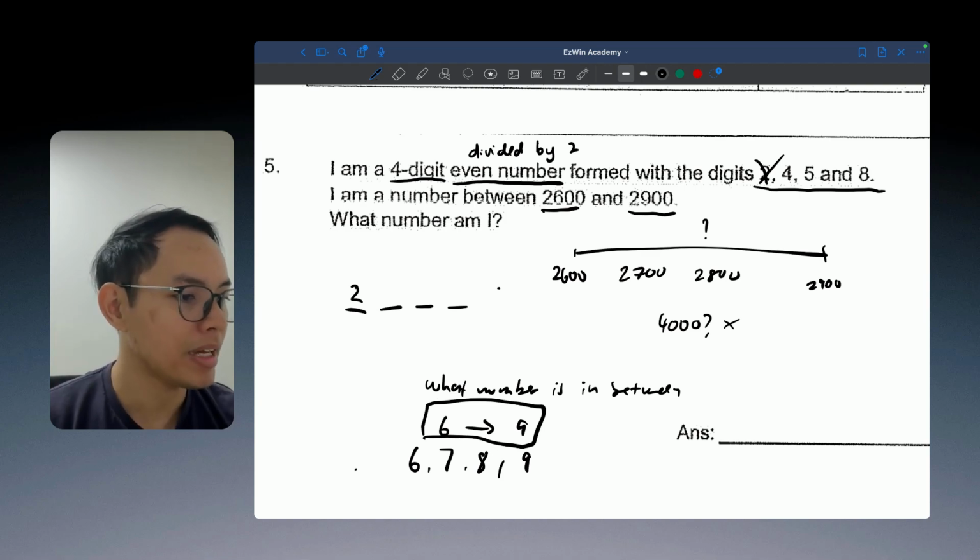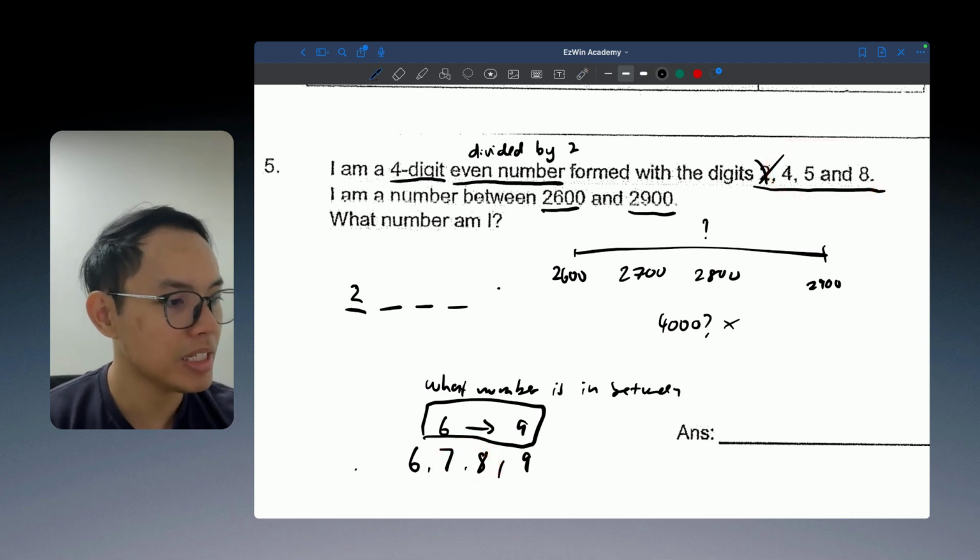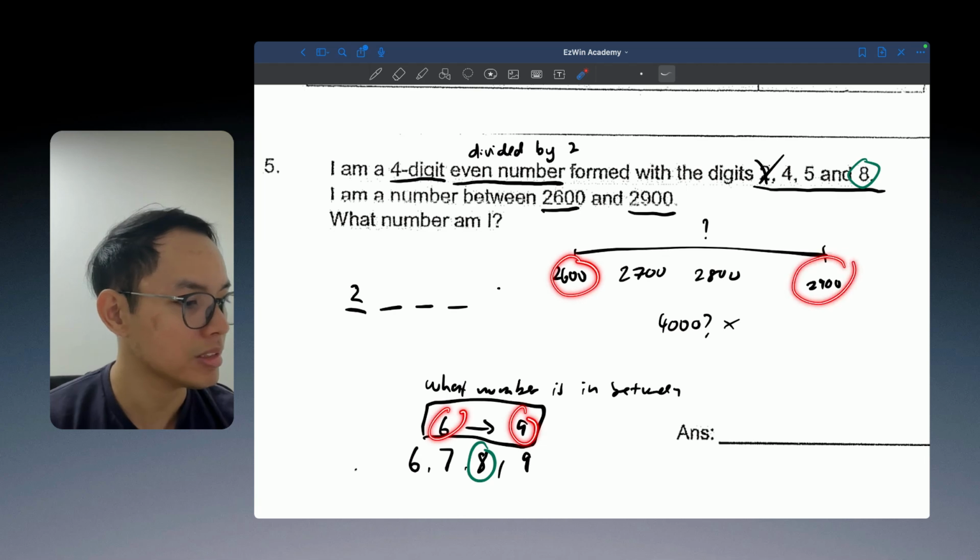Now let's compare these numbers to these numbers over here. Is there a same number over here? If your answer is number 8, then you're right. So 8, that's what you see over here, should be the next number because it's in between 6 and 9, or 2,600 and 2,900.